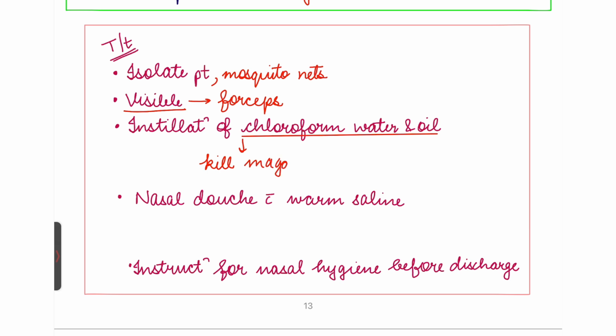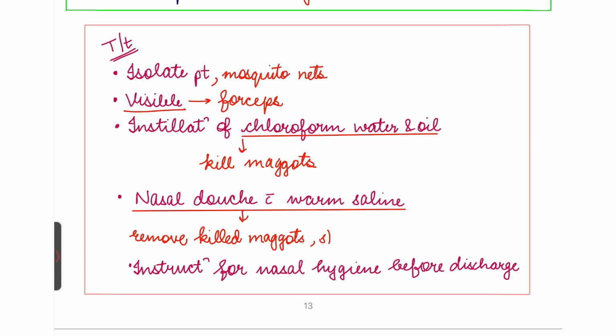After killing the maggots, we will have to remove them. We remove them by nasal douching with warm saline. This is used to remove the killed maggots, the slough, and the crusts. Then before the discharge, we instruct the patient about nasal hygiene.